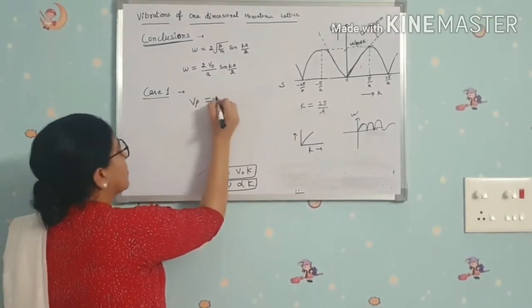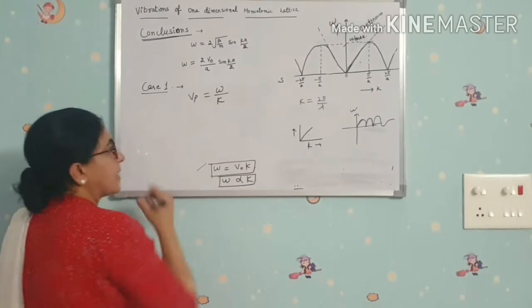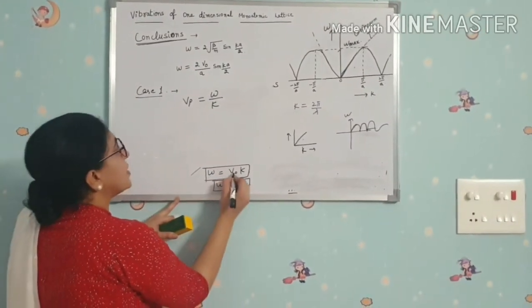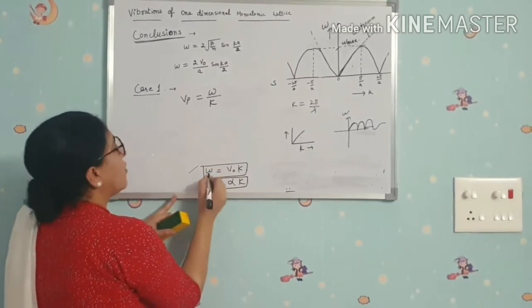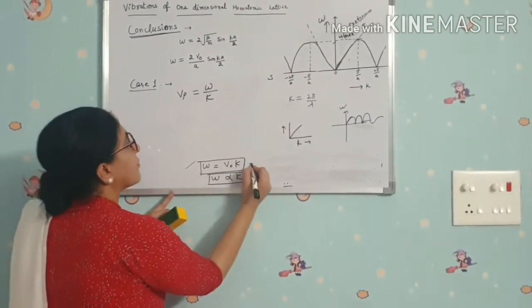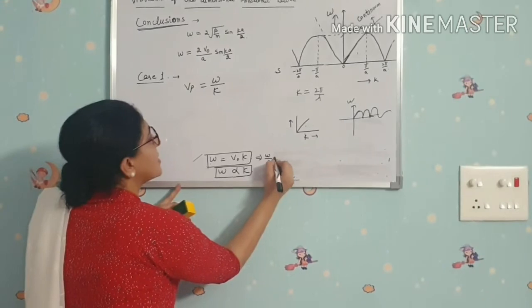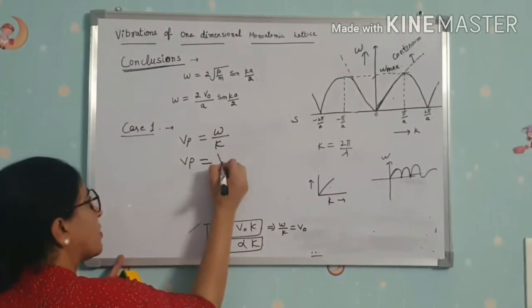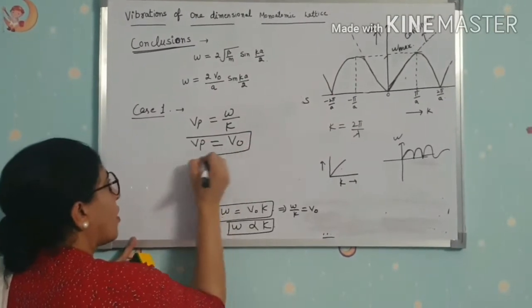Vp is equal to omega by k. From this, omega is equal to V naught k, so omega by k is V naught. Clear? So phase velocity is equal to V naught.